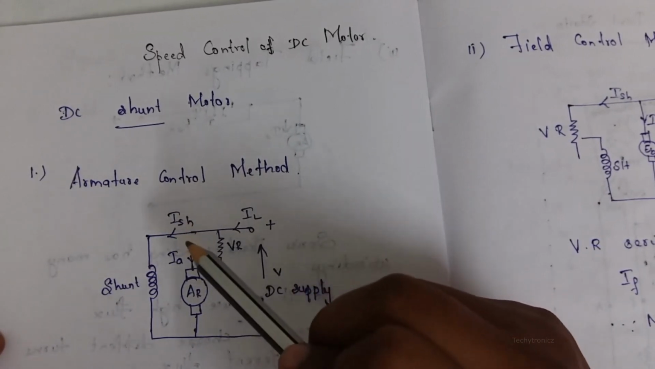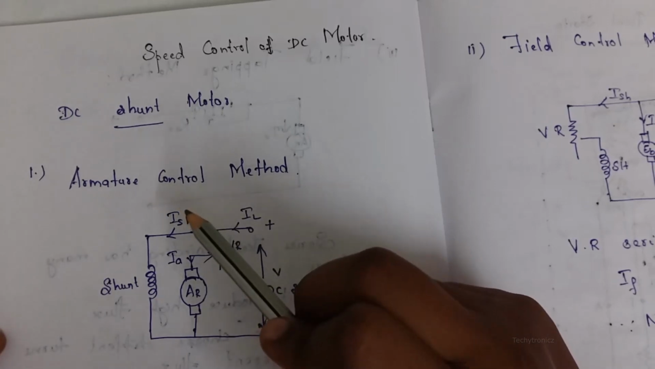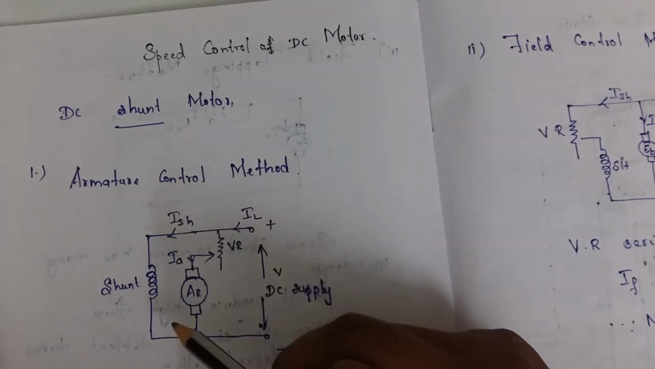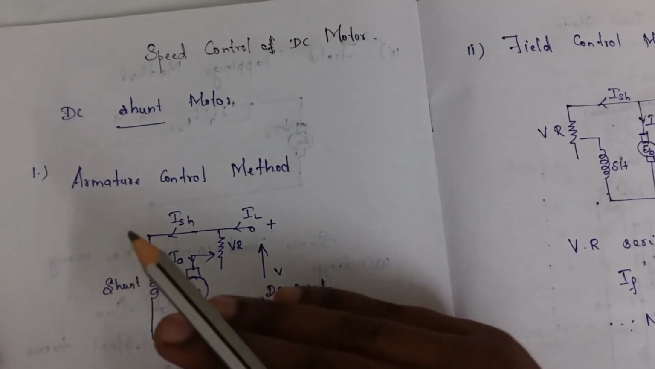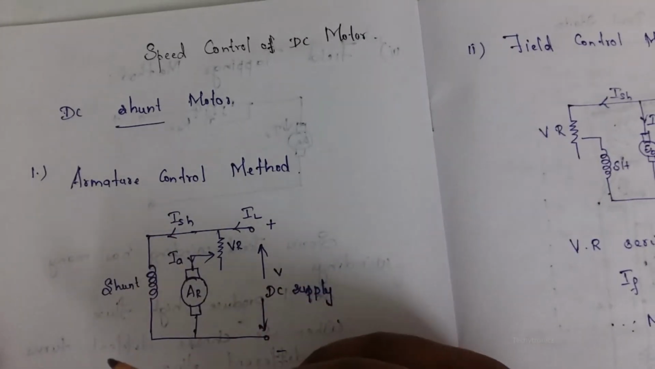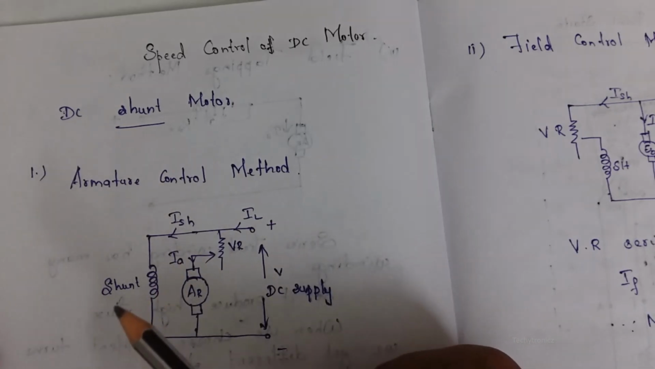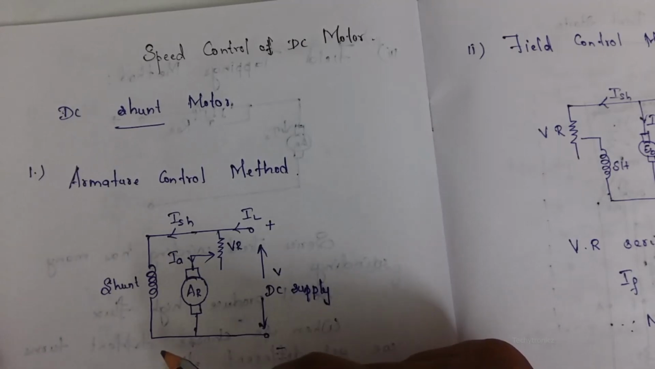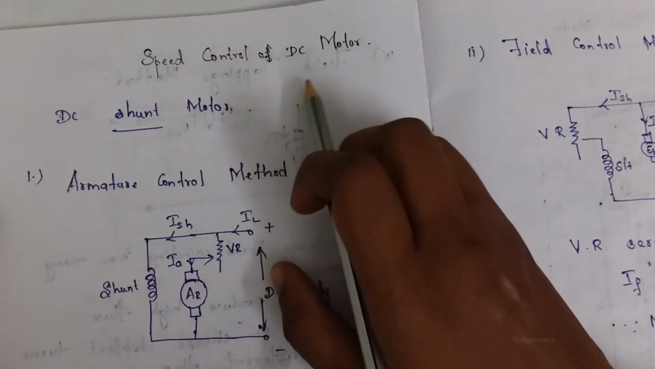To regulate the speed of DC motors, we use different methods. For example, in our home we all are using a fan, right? So we use a regulator to control the speed of the fan as per our purpose. In the same way, in industries we use speed control methods to regulate the speed of the DC motors. Now we will go to the speed control methods of DC motors.